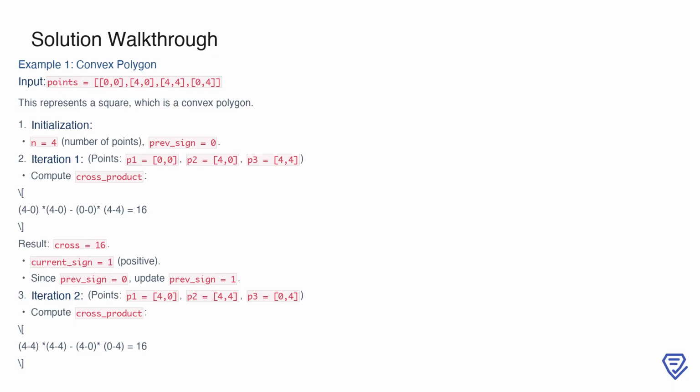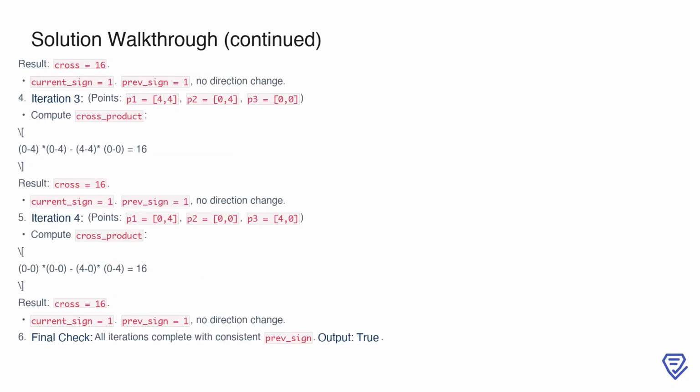Next, in the second iteration, we analyze points (4, 0), (4, 4), and (0, 4). The computed cross product is again 16, and current_sign remains 1. Since this matches the preb_sign, no direction change is detected, and we continue to the next step. In the third iteration, we examine points (4, 4), (0, 4), and (0, 0). The cross product calculation gives 16, and current_sign is still 1, consistent with the preb_sign.